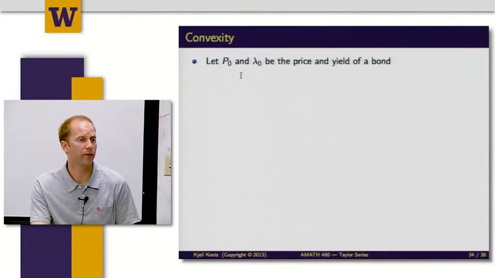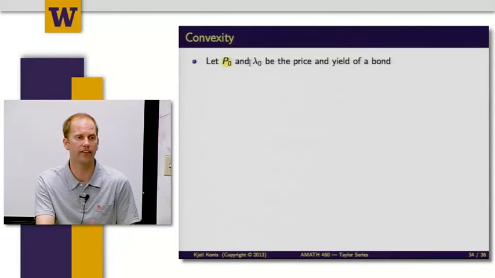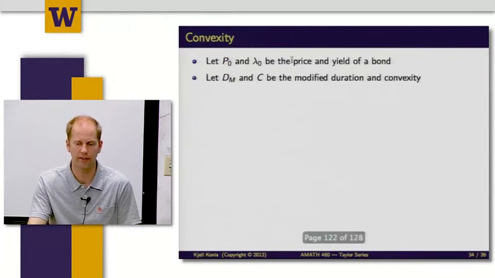And now I need a point where I can make my approximation. So I already saw that in my graph it was the point 10% and 100. So that gives me a lambda naught and a p0. So this is some point where I've actually evaluated the price of the bond.